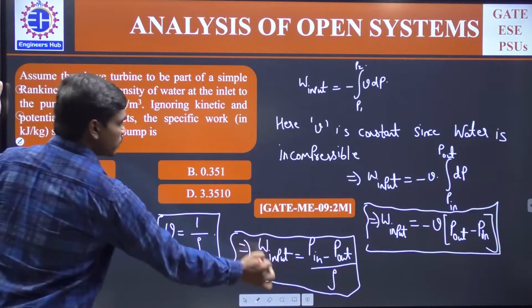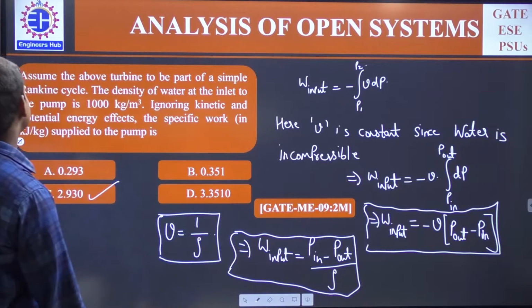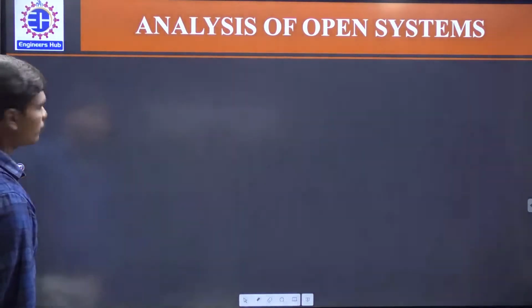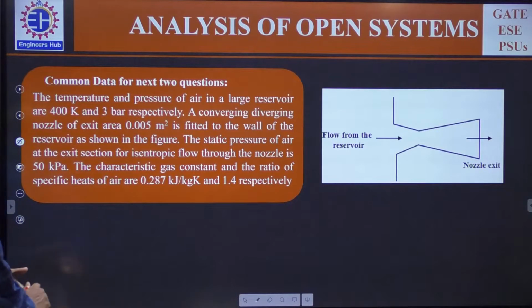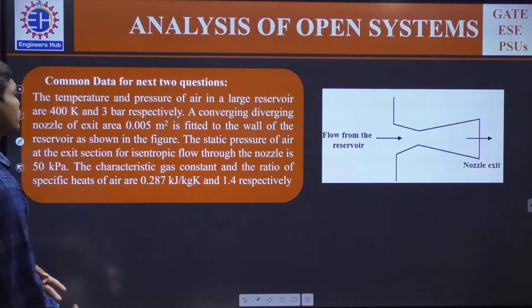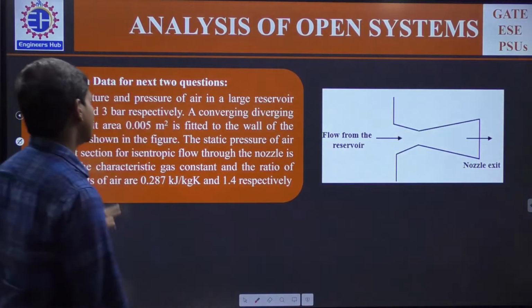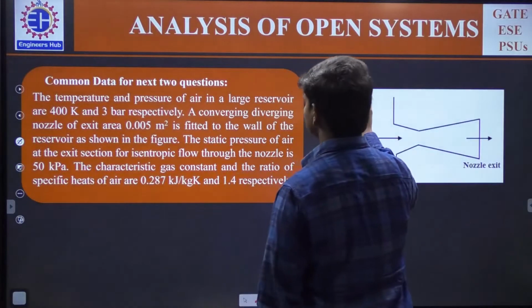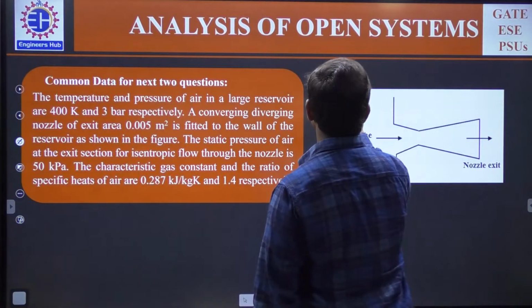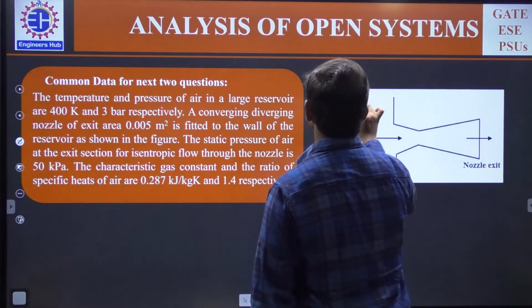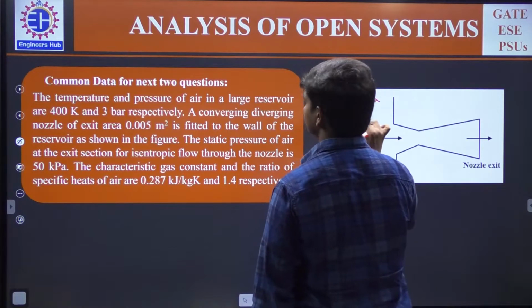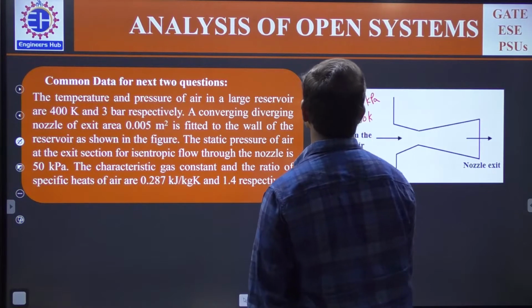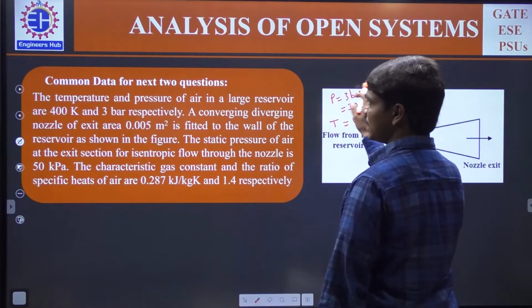Since we are mentioning the term input here, you can eliminate this minus sign. So I'm going for the next question. See this, a convergent divergent nozzle. The temperature and pressure of air in a large reservoir are 400 Kelvin and 3 bar. So if this is the large reservoir, the pressure P is equal to 3 bar, which is equal to 300 kPa, and the temperature is equal to 400 Kelvin. This is a reservoir which has gas at these conditions.